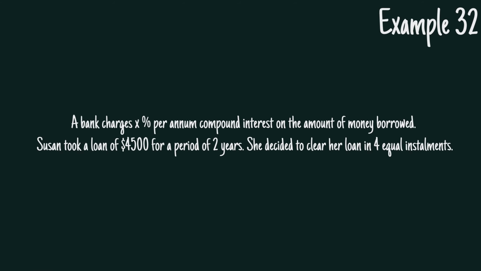In example 32, a bank charges X% per annum compound interest on the amount of money borrowed. Susan took a loan of $4,500 for a period of 2 years. She decided to clear her loan in 4 equal installments.